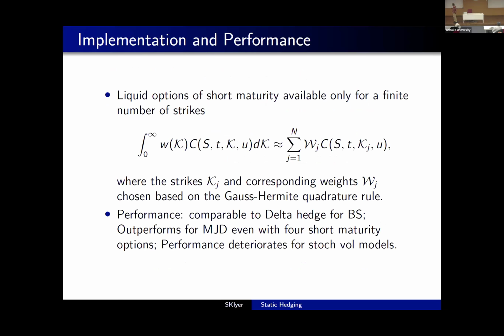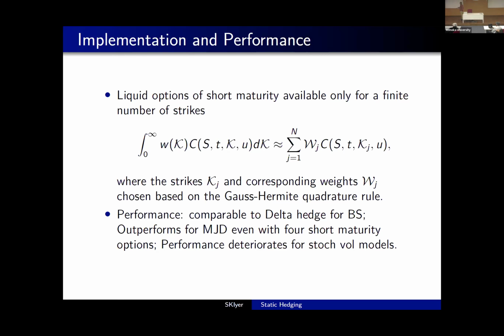Now in practice, of course, you have liquid options of short maturity available only at finitely many strikes. And so you will need to approximate this integral by a sum, and the weights Wj and kappa j here are chosen based on some discretization rule, for example, the Gauss-Hermite quadrature. Now, as far as the performance is concerned, it is comparable to a delta hedge for the Black-Scholes model, and it outperforms the delta hedge for the jump diffusion model, even with a very small number of options in your portfolio.